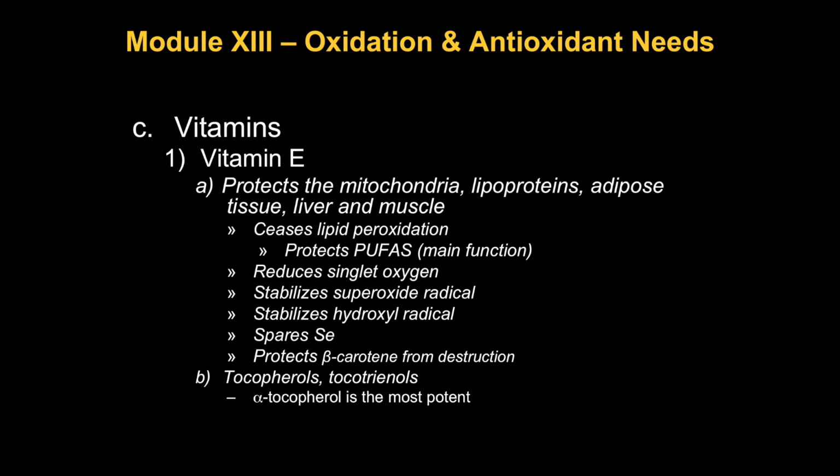We also have vitamins, as we saw earlier. Vitamin E donates its electrons and protects the phospholipid bilayer, but it's also found in the mitochondria and adipose tissue, liver, and muscle tissue. But its main job really is to protect those PUFAs, those polyunsaturated fatty acids. Now, one interesting note is that vitamin E comes in a lot of different forms. There's tocopherols and tocotrienols, and it seems that the alpha tocopherol is the most potent out of all of the vitamin E forms.